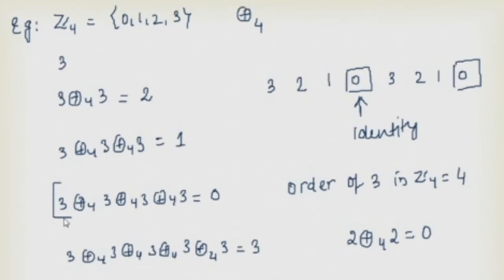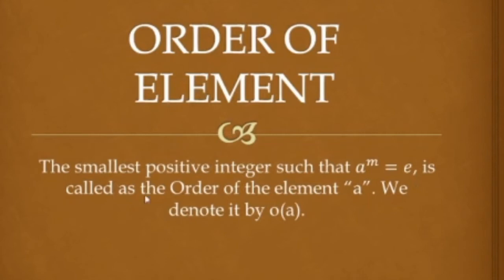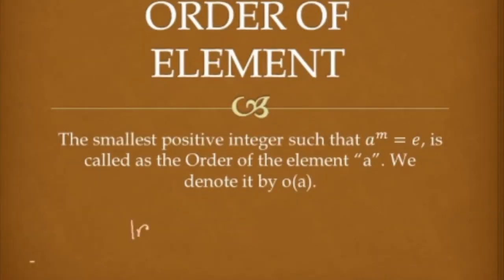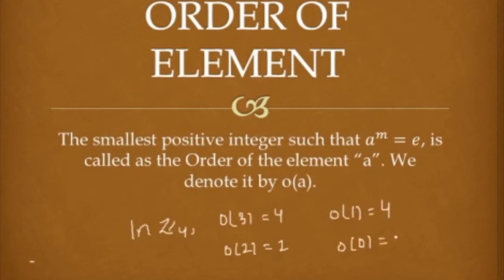Right? Comes the definition of the order of an element. The order of an element is defined as the smallest positive integer such that the number of times you operate the element, you get the identity. For example, if a is the element and a raised to the power m is e, for the smallest positive integer m, we say that the order of a is m, and we denote it by O(a). The example we did in Z4: I can say that the order of 3 is 4, the order of 2 is 2, the order of 1 is 4, and the order of 0, well, it will be 1.